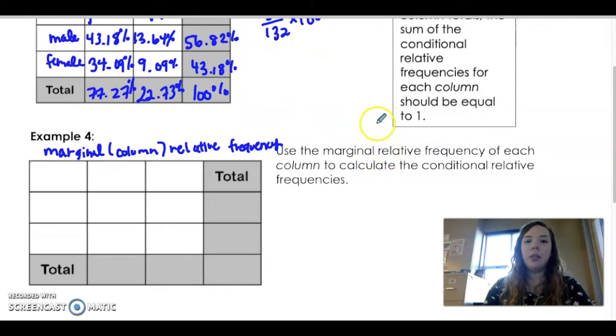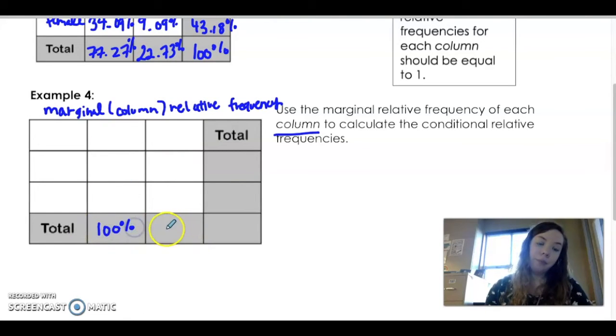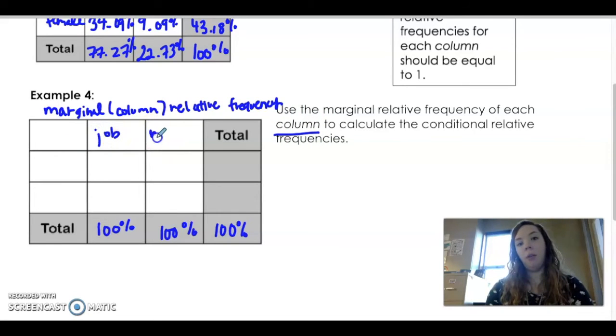And then here it says use the marginal relative frequency of each column to calculate the conditional relative frequencies. So really here we want all of our columns straight up and down to total 100%. And you could do the same thing with a row, so you have to be careful about reading the question. But here we still have job and no job, male and female.